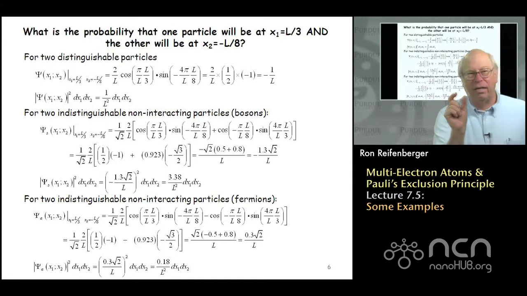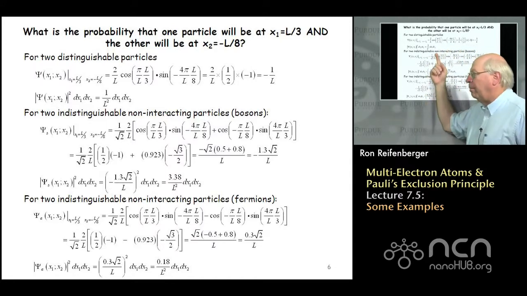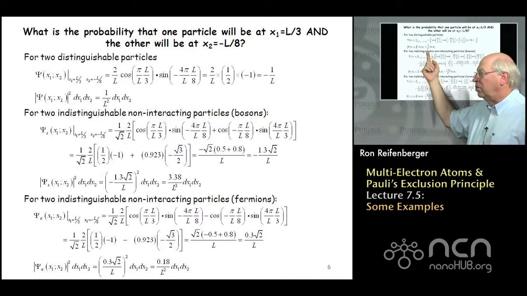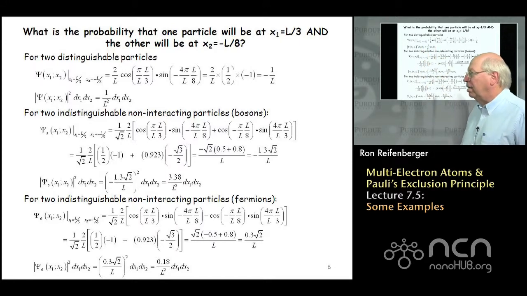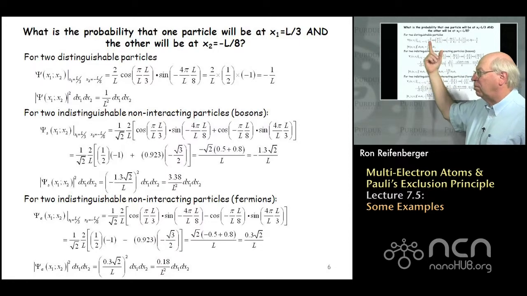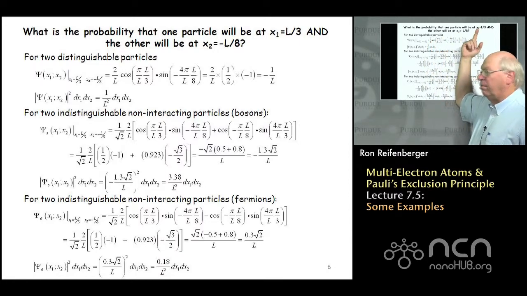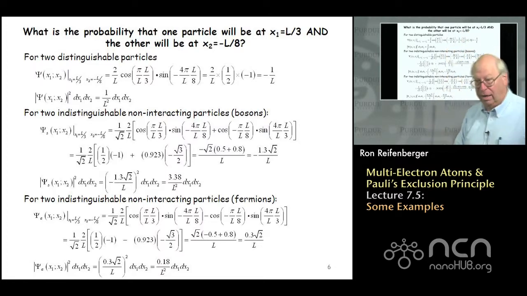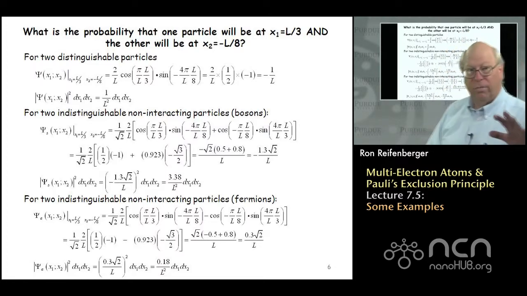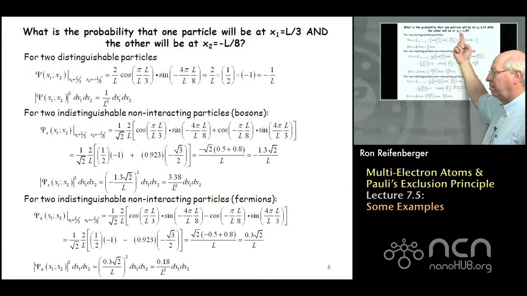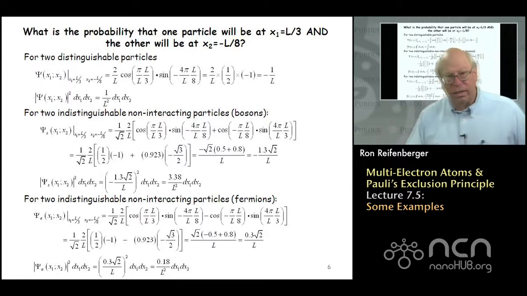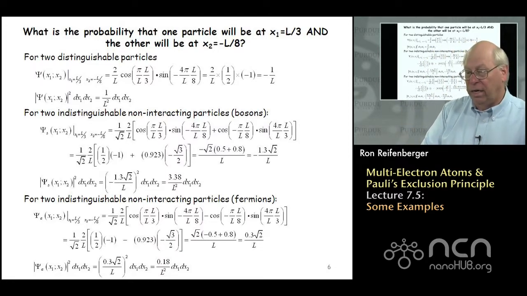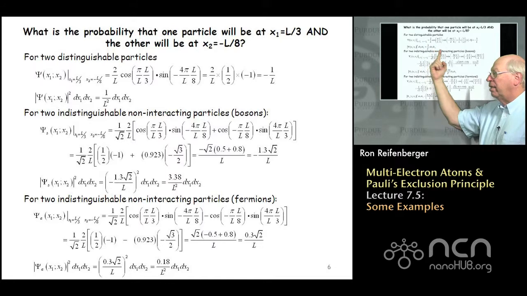So you tell me how big the increment dx1 is, you tell me how big the increment dx2 is, and you tell me the length of the box that these two particles are confined in, and then I can tell you what the probability is going to be for this case of two distinguishable particles, of finding one of them at L/3 and the other at minus L/8. So clearly, it should be clear that these are just arbitrary positions that I've picked to illustrate this calculation, right? So let's remember that result, okay? Let's remember that result. That's the case for distinguishable particles.